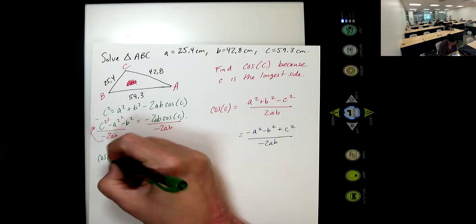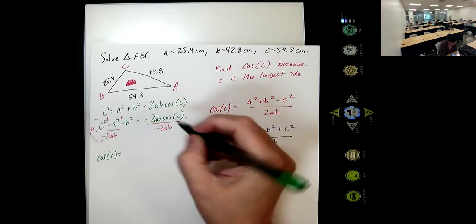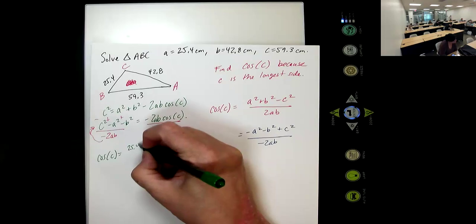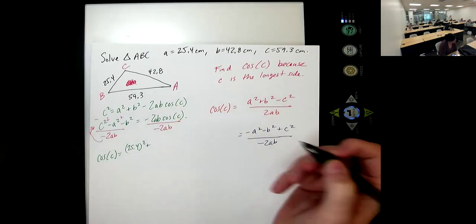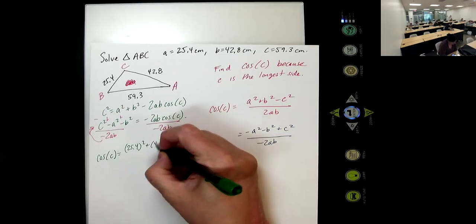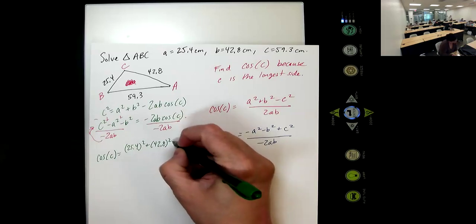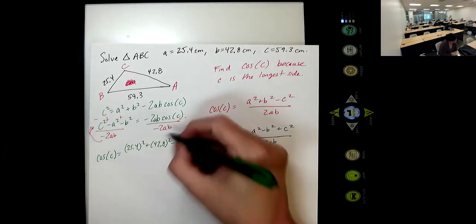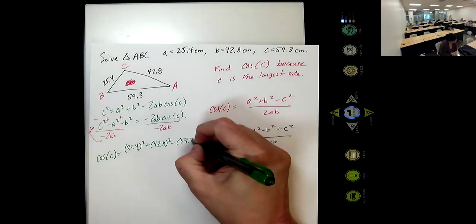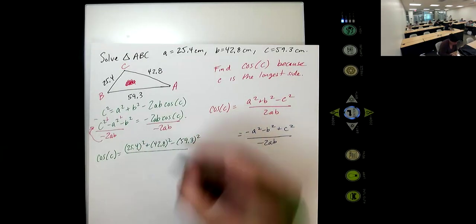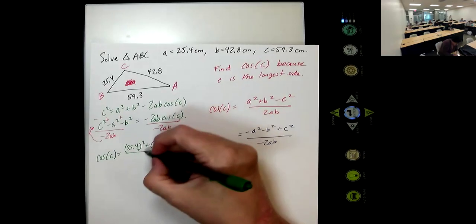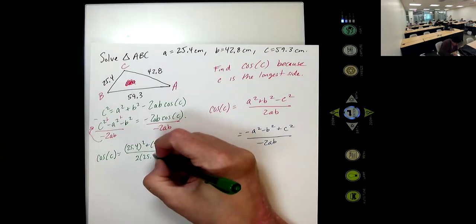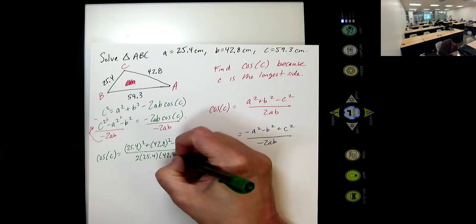Cosine C is gonna equal a squared, which was 25.4 squared, plus b squared, which is 42.8 squared, minus 59.3 squared, all over 2 times 25.4 times 42.8.